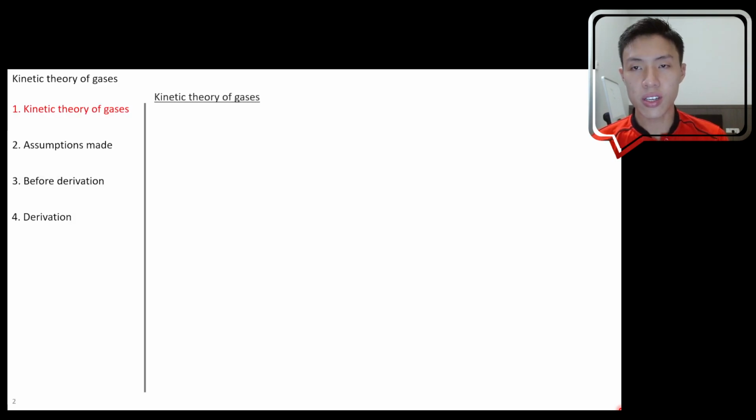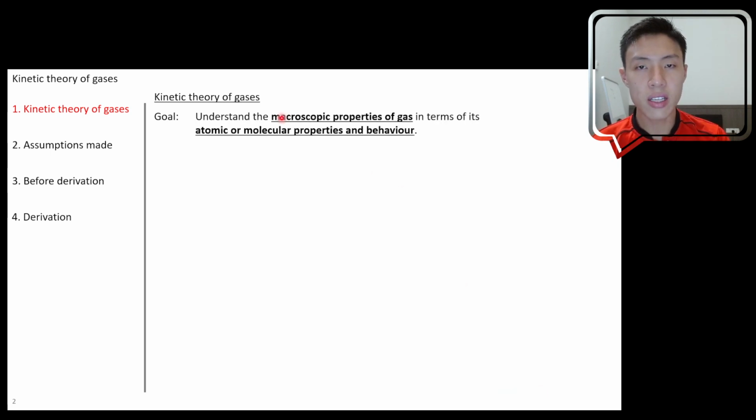The goal of learning kinetic theory of gases is to be able to understand the macroscopic properties of gas, those properties that we can measure for gas, in terms of the atomic or molecular properties and behavior. Inside a gas system, there are a lot of gas particles moving around, and we can measure the temperature, the volume, and the pressure of the gas. Those are called the macroscopic properties of gas, properties that you can observe in a system as a whole, from a macroscopic scale.